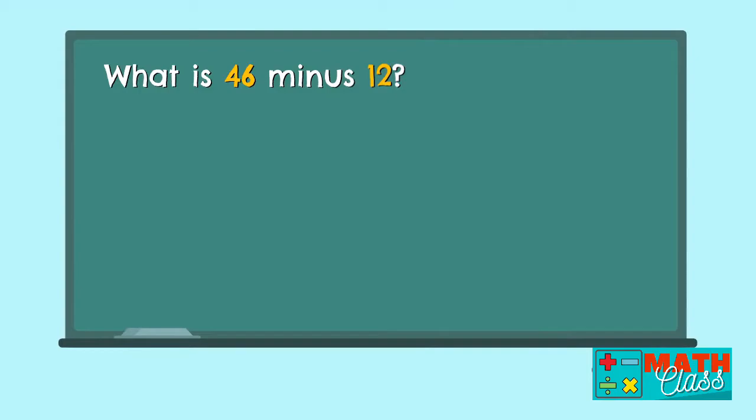What is their difference? Again, the first step is to write it properly. Let's write 46 minus 12. Next step is... right, we subtract the rightmost number. So, 6 minus 2 is equal to 4.